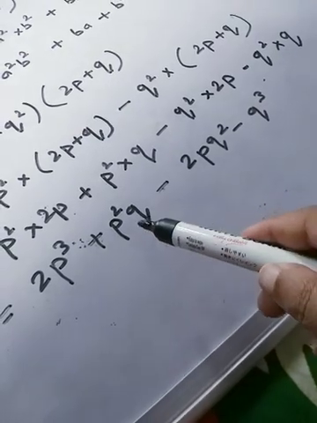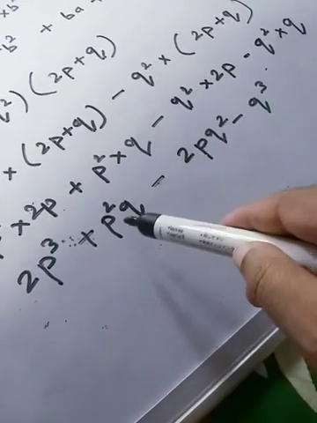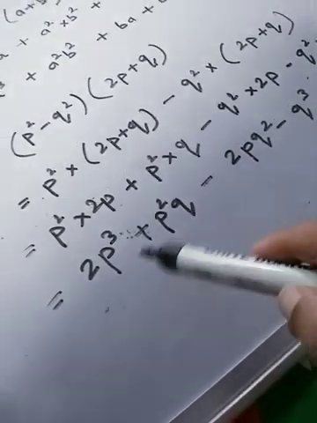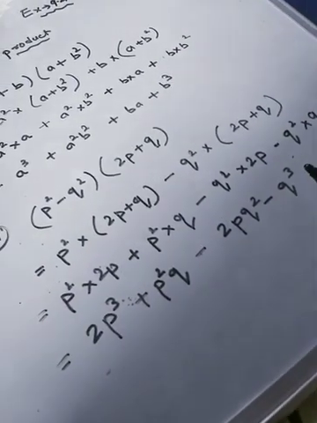Okay, now you find any like term. I don't see any like term. It is p q square and it's p square q. They are different variables, so we don't have any like terms out here. So this is the final answer.